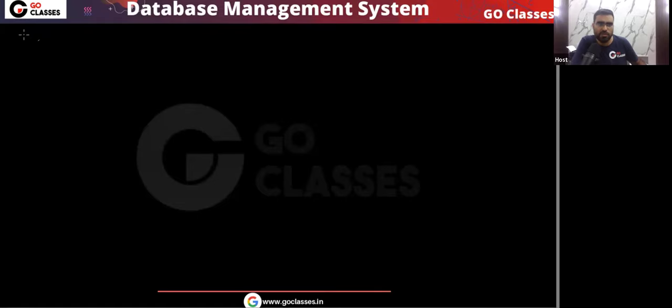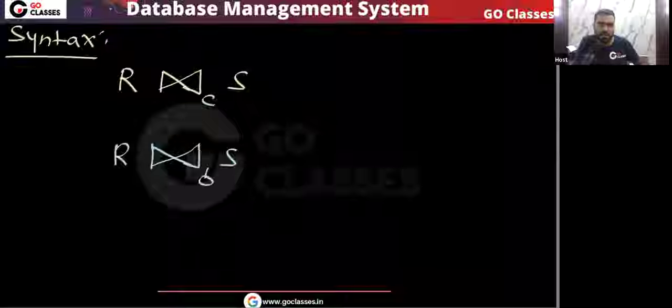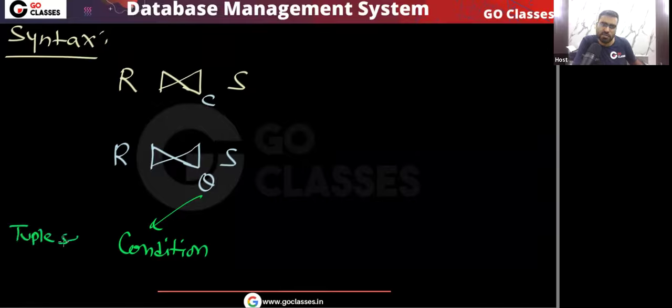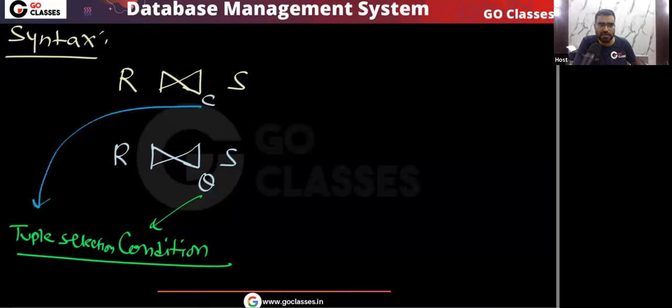So what is this? Let me tell you the syntax. The syntax is like this: you have some R, you have some S, these are the tables, then this symbol, followed by some condition. Here you write a condition. Very simple. This condition you can denote by theta, both are fine. Basically, theta means there is a condition. This is the tuple selection condition. Similarly, this C is a tuple selection condition.